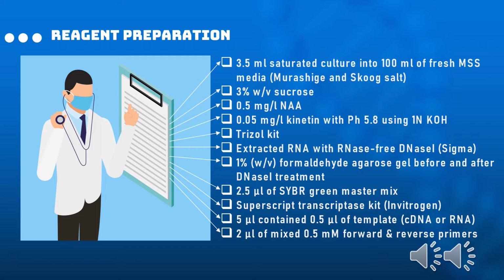with pH 5.8 using 1 N KOH, TRIzol kit, extracted RNA with RNase-free DNase 1 Sigma, 1% weight over volume formaldehyde agarose gel before and after DNase 1 treatment, 2.5 microliter of SYBR Green Master Mix, SuperScript transcriptase kit in Invitrogen, 5 microliter contains 0.5 microliter of template cDNA or RNA, 2 microliter of mixed 0.5 mM forward and reverse primers.